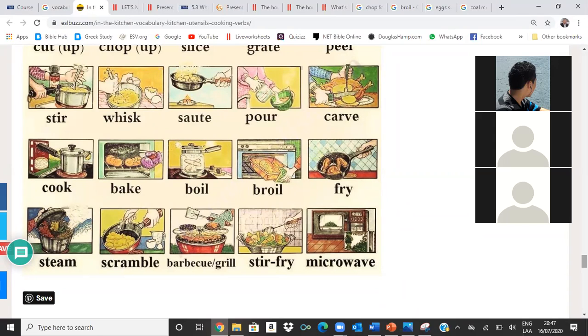How do you say basurero in English? Garbage can? Garbage can. Or you can say trash can también. Both are correct.